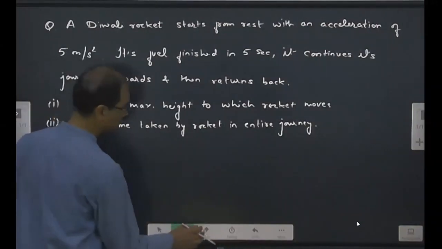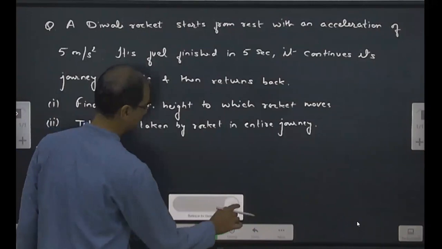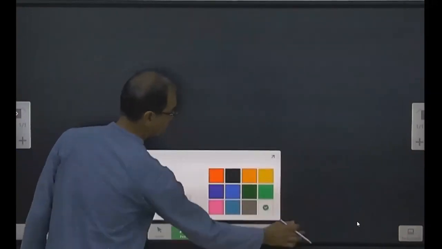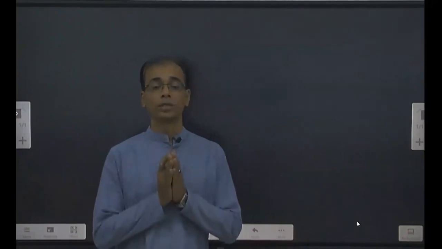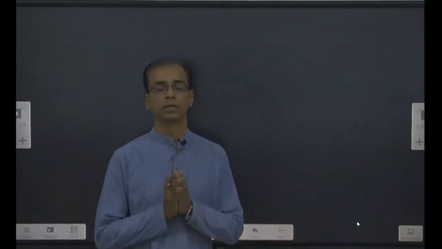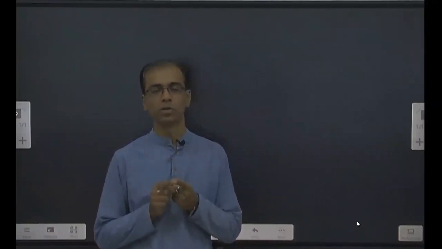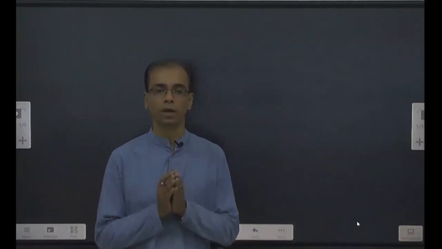Now I'm going to make the graph, just see. Which graph first of all? We will always construct the VT graph. Always. Because in the VT graph, we get slope also, that means acceleration also, and its area gives us displacement also. So the first graph that we need to make while solving the question is the VT graph. So let's make it.